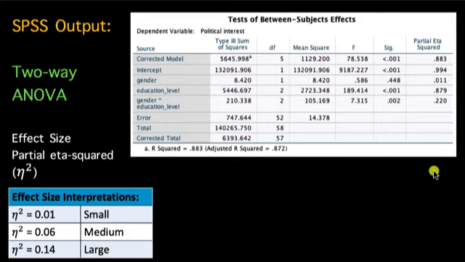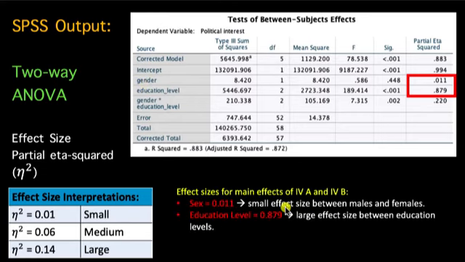And we can find our effect sizes listed in the tests of between-subjects effects box. Specifically, these are going to be for our main effects for each independent variable separate from one another. So if we look at the main effect for sex or gender, we can see our partial eta squared, or effect size, is 0.011, right, which is going to be related to a small effect size. And we can say there's a small effect size between males and females, or like the difference between males and females for their political interest is small.